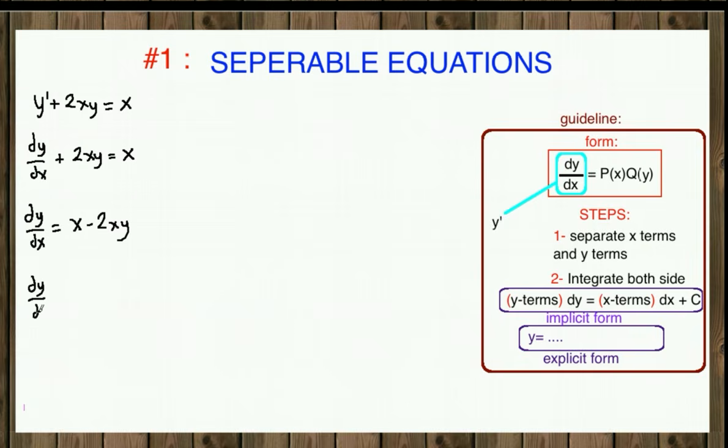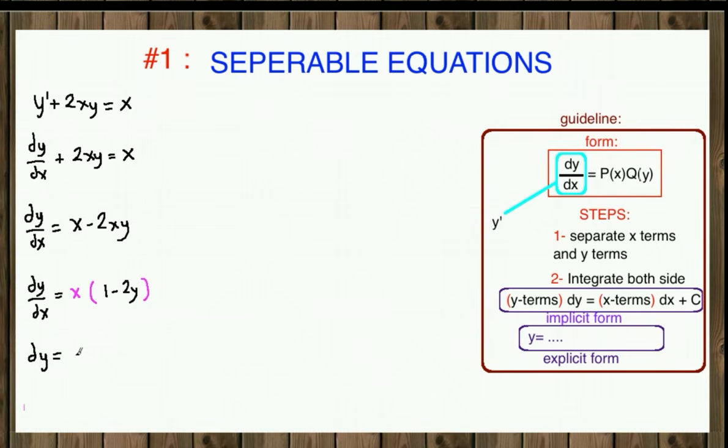dy/dx equals x times (1 minus 2y). If we take out x here, 1 is left. If we take out x here, negative 2y is left. Now our next step is to multiply both sides by dx and divide by 1 minus 2y. I would like to go step by step so you can follow.